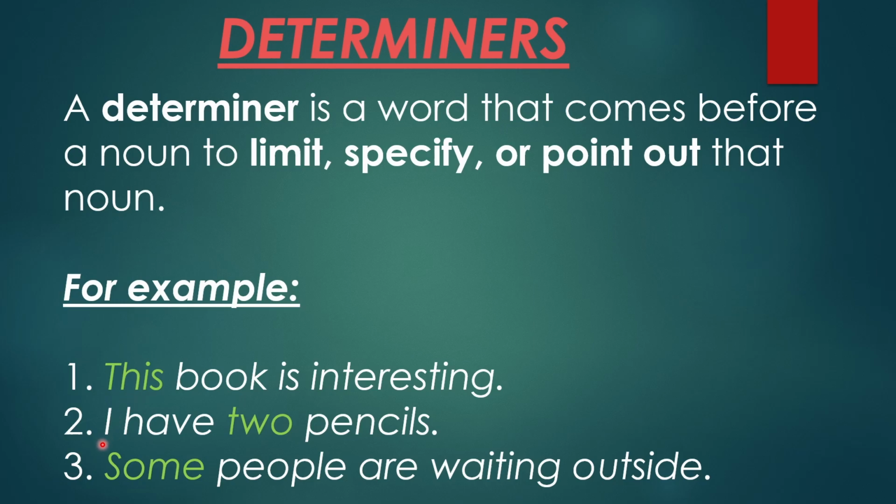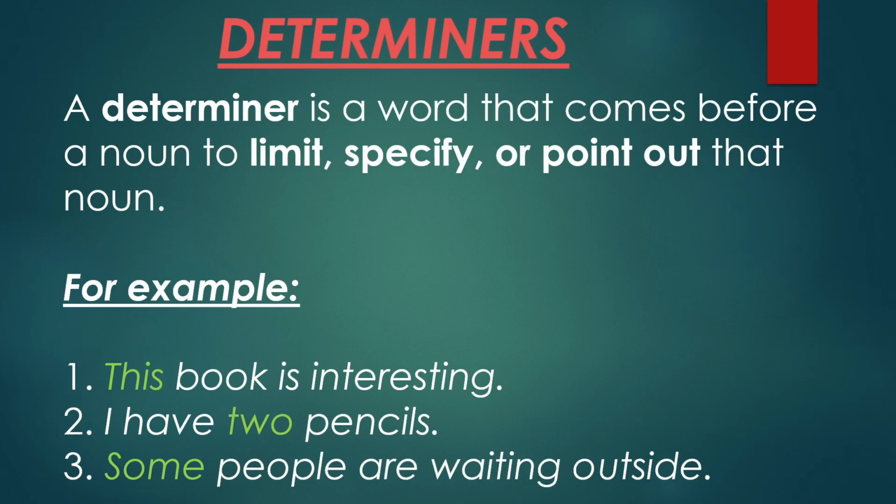In the second sentence, I have two pencils. How many pencils? Two pencils. So the number two is specifying the number of pencils. So the word two is a determiner. In the next sentence, some people are waiting outside. How many people? Some people. So the word some is determining the noun people.